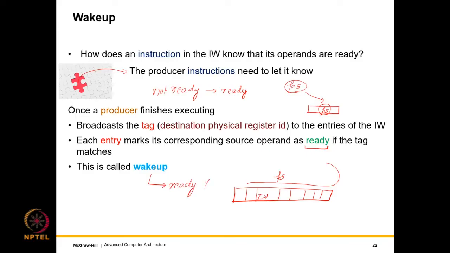What does that mean in this case? Well, what it means is that it can go ahead and read the value of its operands. The important point that we want to make here is that what is being broadcasted is the tag. If there are 128 physical registers, the tag is only log base 2 of 128, which is 7 bits. So that's all we are broadcasting. We are not broadcasting the value. That's a very important point to keep in mind, that we are not broadcasting the value.